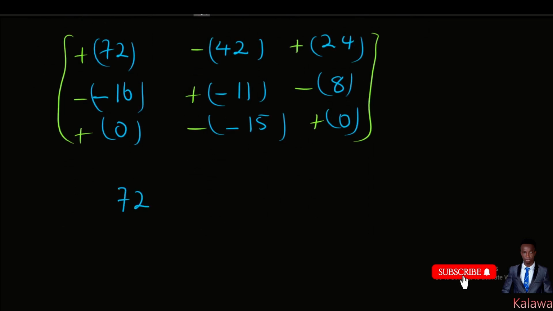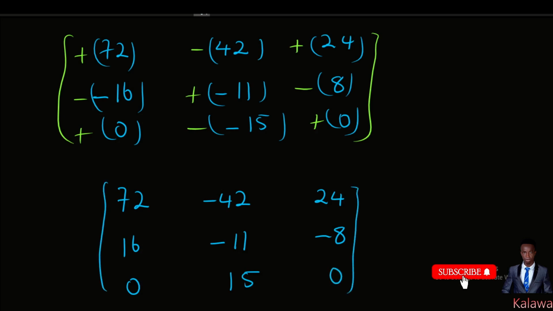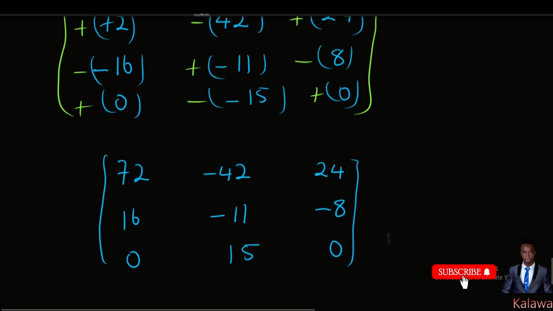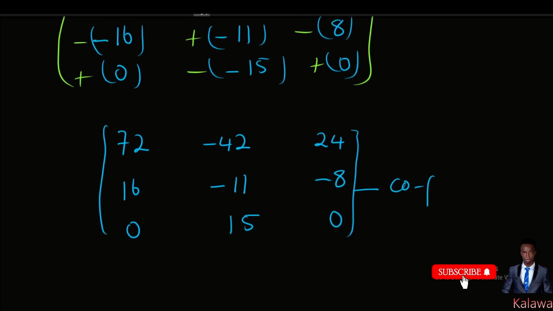is 72. It's going to be minus 42. This is positive 24, positive 16, minus 11, and this is minus 8. This is 0, it's 15, this is 0. So this is not the final answer. This is the cofactor. The cofactor of A.